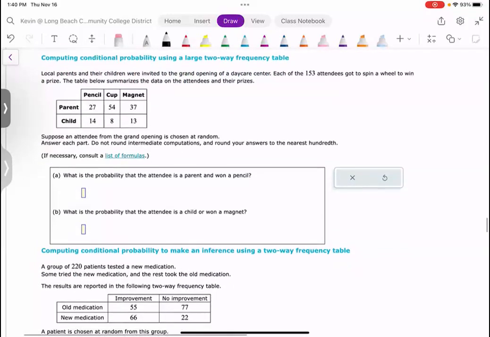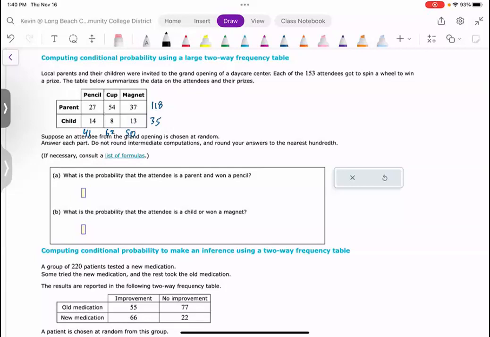Once again, I'm going to add these up real quick for us. Number of parents, even before I read the problem, I'm going to add this up as 118. Total number of children is 35. Total number of pencils, whatever that means so far, we don't know. Total number of cups, 62. Total number of magnets is 50. You don't have to do this. I like having that information in case it does come up.